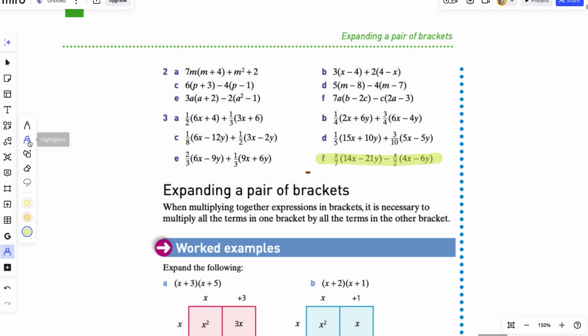What it means is that we say x over 7. So let's solve it here. x over 7, x divided by 7, multiplied by 14x.